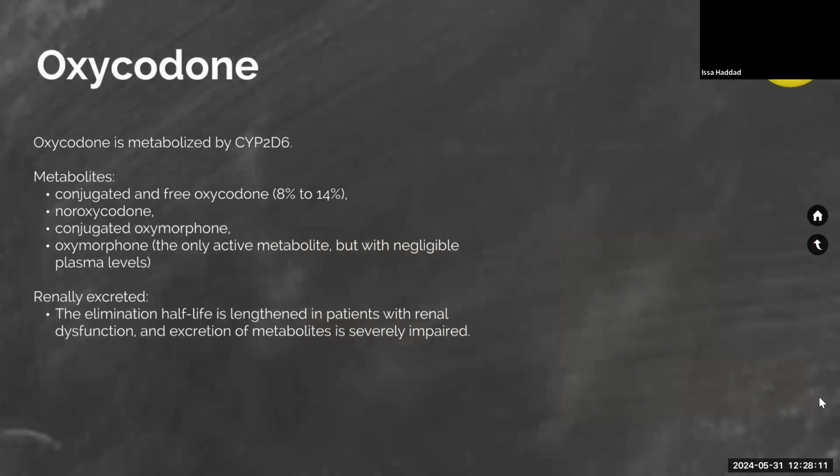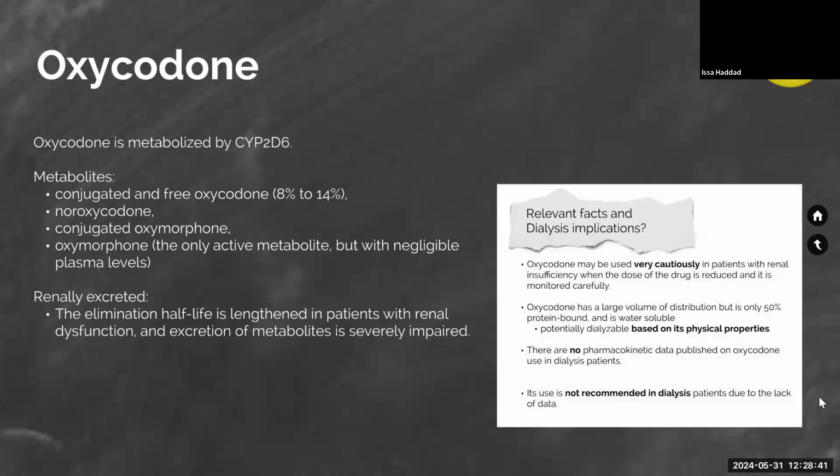So another medication that we talk about, like we encounter a lot, is oxycodone. It's within the same yellow traffic light, the semi-synthetic opioids. And oxycodone is actually metabolized by CYP2D6. It's actually metabolized into multiple metabolites, and it is renally excreted. The elimination half-life is lengthened in patients with kidney disease. And what I think we need to know about oxycodone is that it is usually advised to be used very, very cautiously in patients with renal insufficiency.